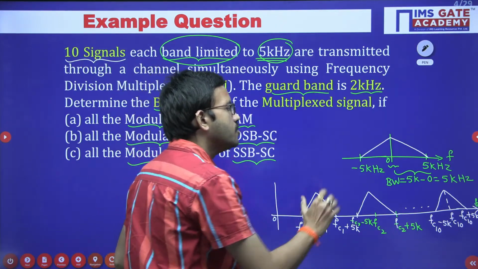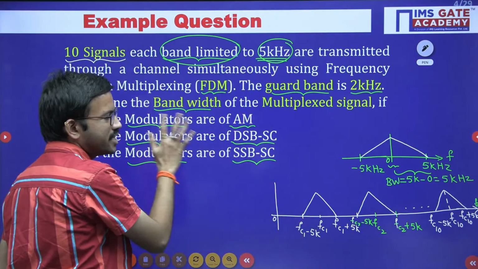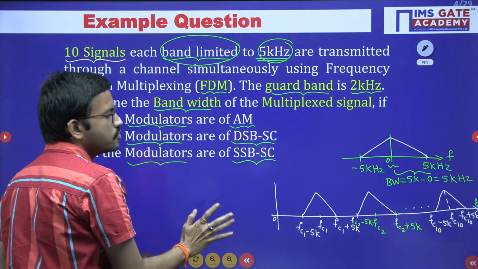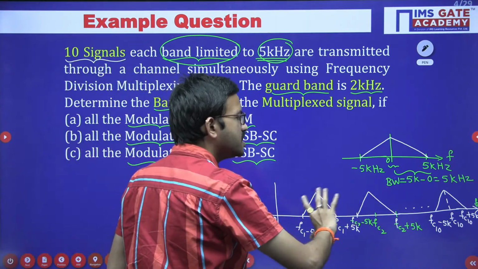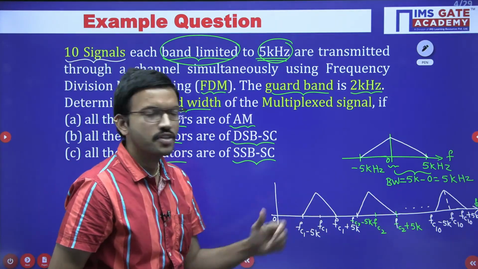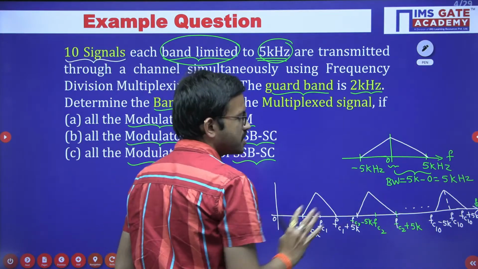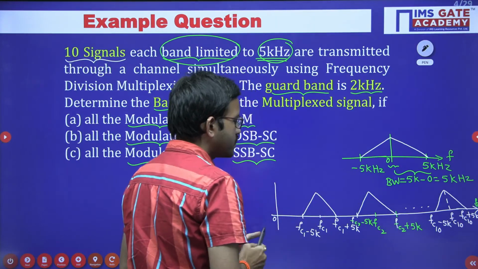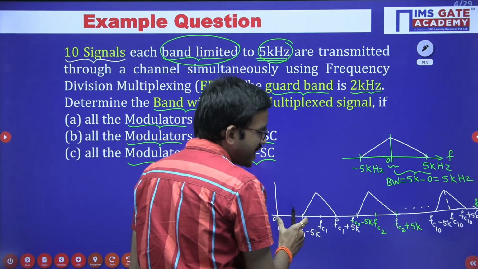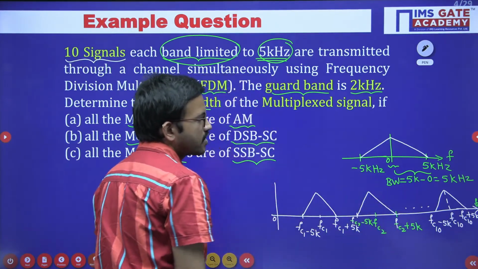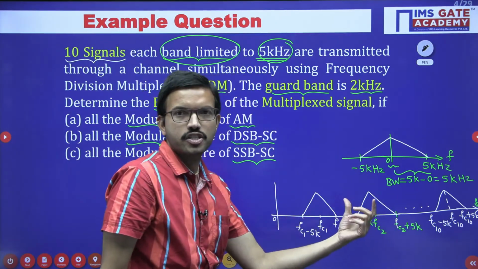Now, with the help of any modulator, either AM, DSBSC or SSBSC, for the time being the representation I have considered is with respect to AM or DSBSC. Here what happened is that you are getting the spectrum shifted to the right. The entire spectrum got right shifted.